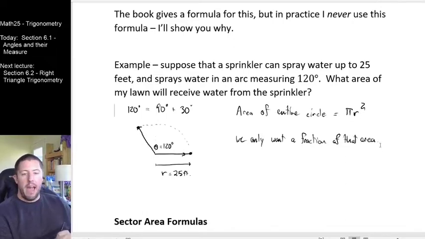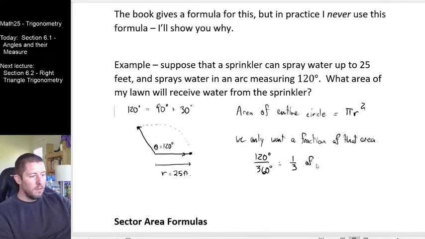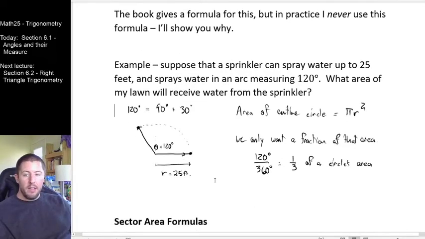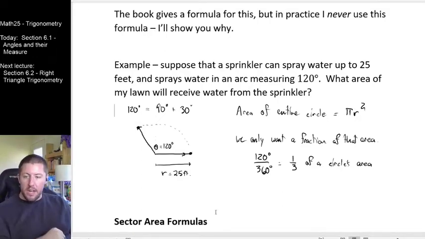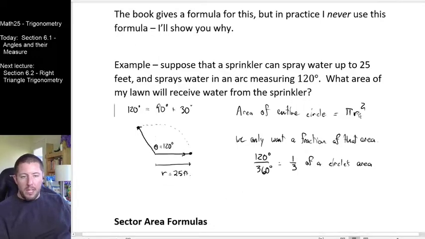We only want a fraction of that area, right? We want to keep, well, what fraction of a circle did we encompass? Right? 120 degrees out of 360 degrees. Well, that's just 12 over 36. That's 1/3. So if we want the area swept out by 120 degrees of a circle, that really just represents 1/3 of the circle because that's 1/3 of the number of degrees in a full circle. So all I'm going to do is keep 1/3 of the area. And that's all we have to do here.